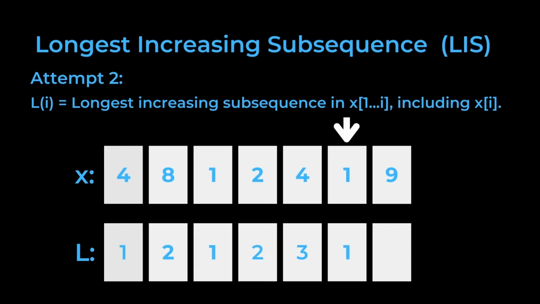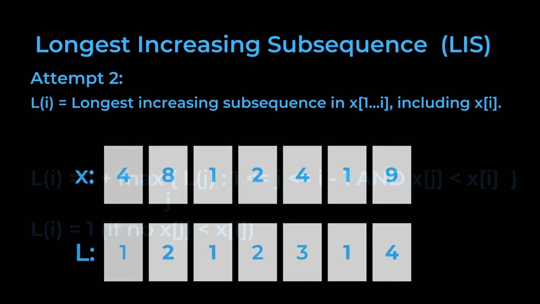1 we can't add to either of the previous candidate solutions, so we're going to start a new candidate solution of length 1 here. And finally with 9, it can be appended to either of the previous candidate solutions, but the longer one is appending it to 1, 2, and 4. So here we get a length of 4. After running through this example, the recurrence relation should be apparent.